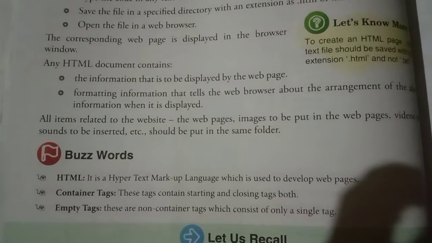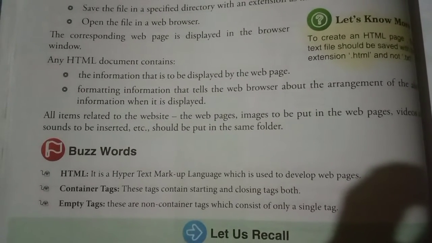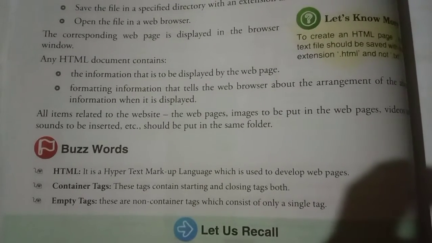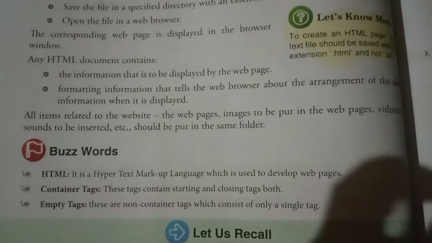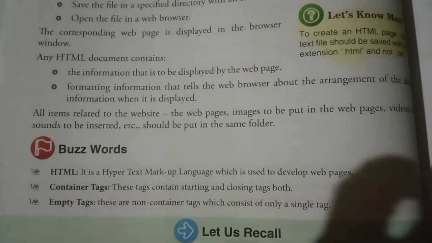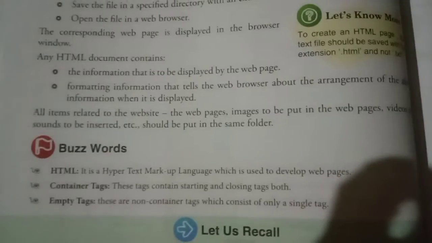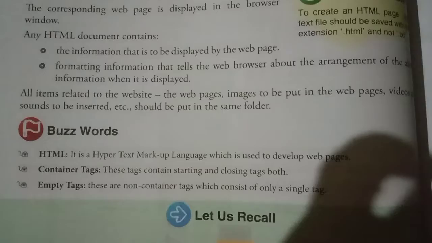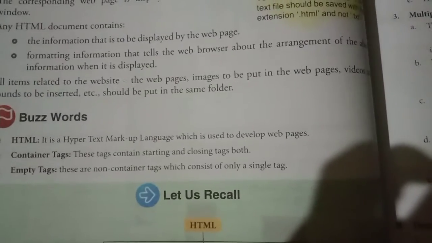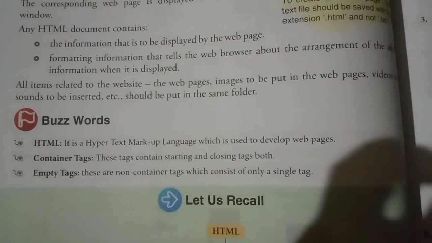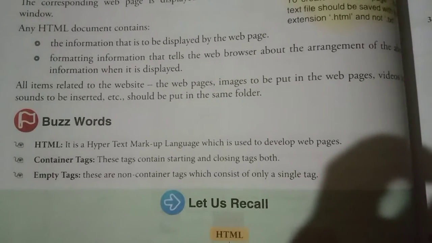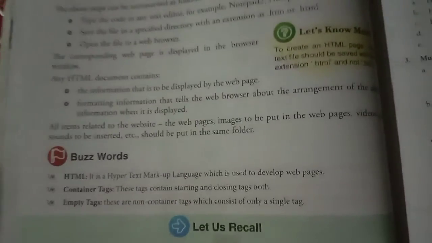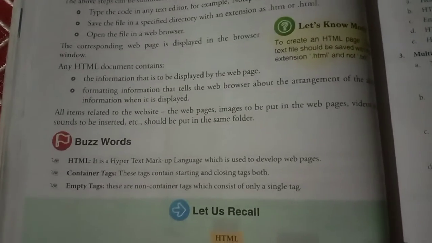An HTML document contains the information that is to be displayed on the web page, and formatting information that tells the web browser about the arrangement of the information when it is displayed. All items related to the website, such as the web page, images to be put in the web page, videos, sounds and so on, should be put in the same folder. So this one is all about the HTML.